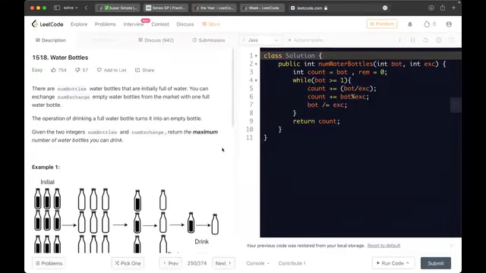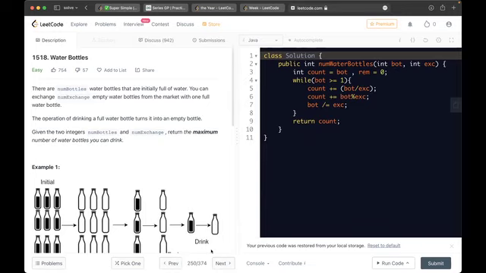Let me first read the question. There are num bottles, water bottles initially. The question was something like this: you have to print the number of empty bottles, right? Yes. So what you have done is remainder is initially 0, then count equals bottle.